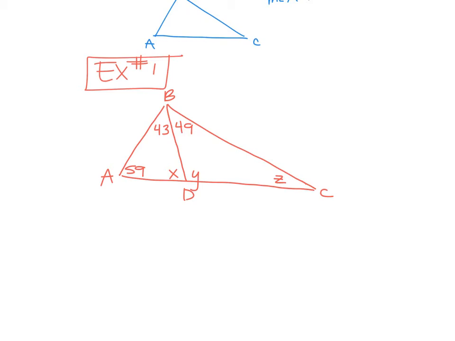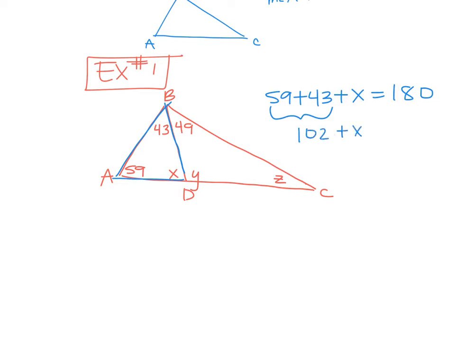Yeah, Daniel. 43 plus 59 and then take 180 and subtract that. Right, so we know that this is a triangle. Okay, so we can say 59 plus 43 plus x should add up to 180. So then if we just simplify this, we get 102 plus x equals 180. And we're going to take away that 102.